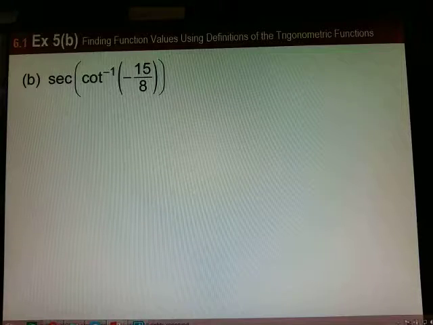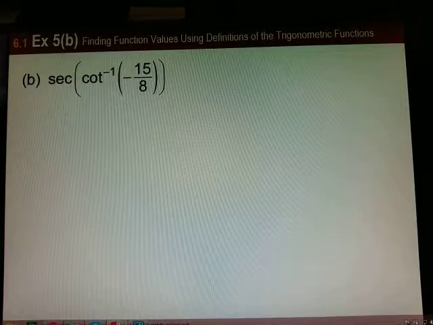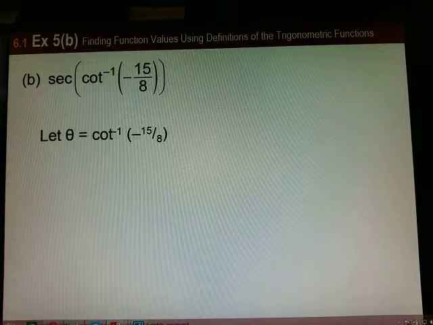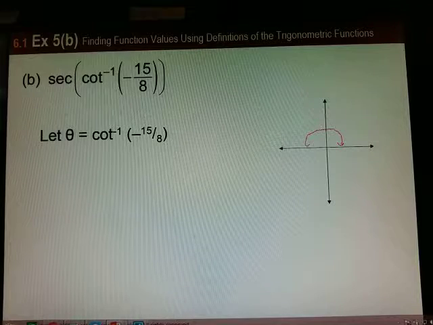Okay, and this one's asking you for the secant. Find the secant of some angle such that the cotangent of that angle is -15/8. So the first thing that we want to look for is, the cotangent is negative where? See, the inverse cotangent is going to be restricted to the top 2 quadrants, and since it's negative, that would put me in quadrant 2.